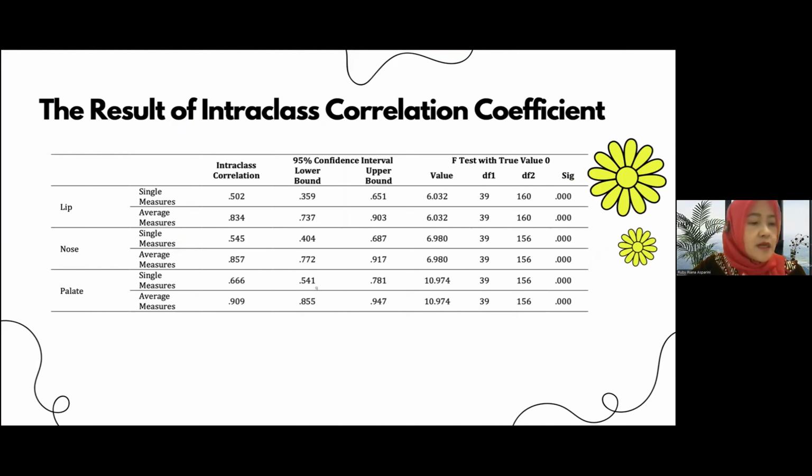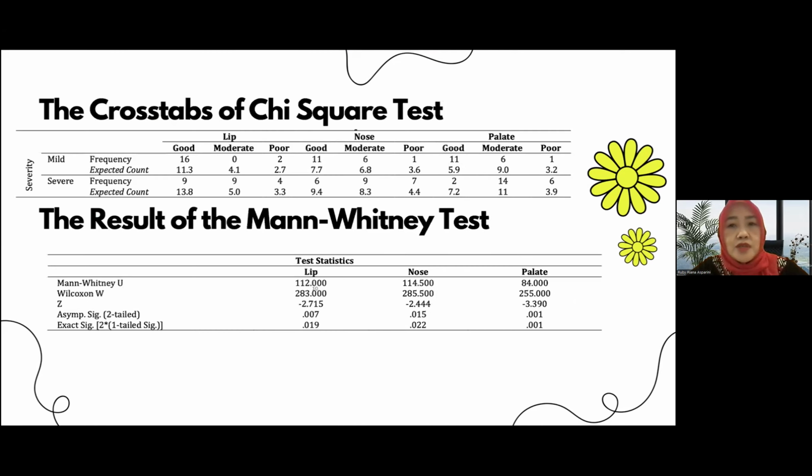The inter-rater reliability among assessors was assessed using the ICC reliability test. The significance of lip and nose assessment yielded values more than 0.8, signifying a robust and highly significant agreement among the evaluators. The significance of palate assessment displayed values more than 0.9, indicating an almost perfect agreement among the evaluators.